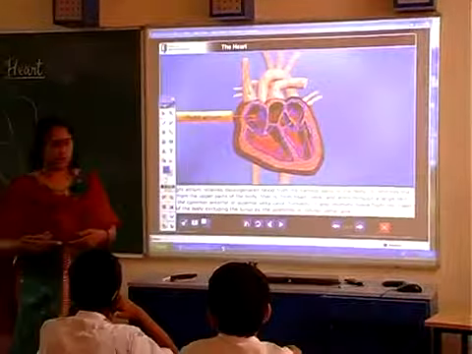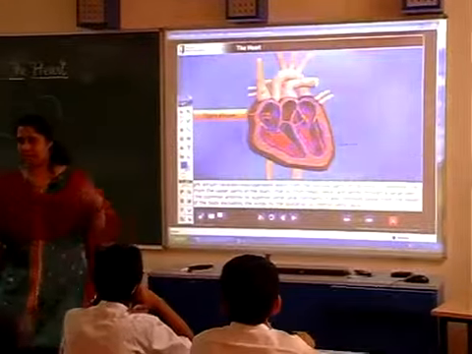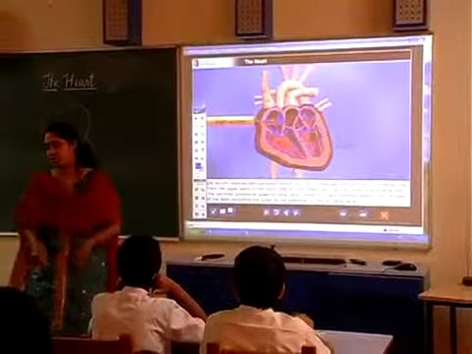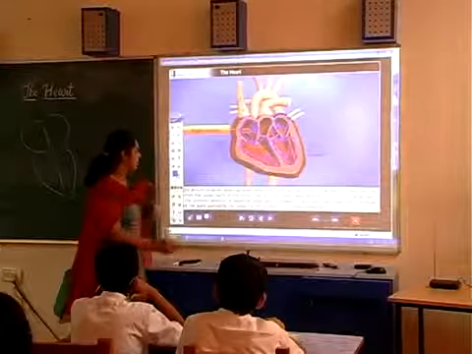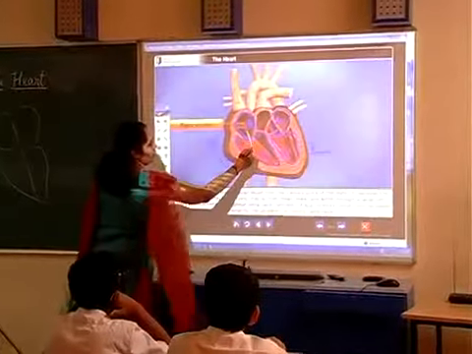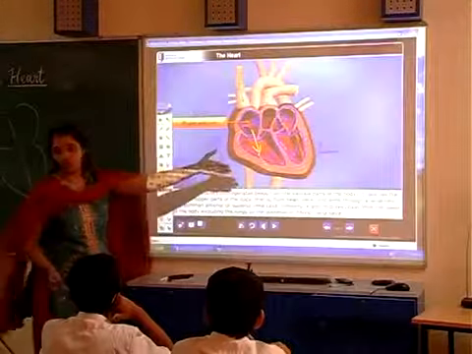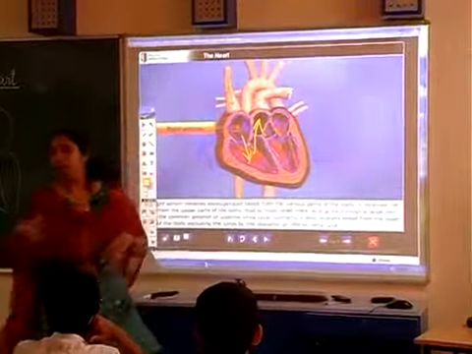will be the deoxygenated blood, and that which enters the left side and leaves the left side will be the oxygenated blood, right? So from the auricles the blood enters into the ventricles, and from the ventricles it enters into the pulmonary artery.